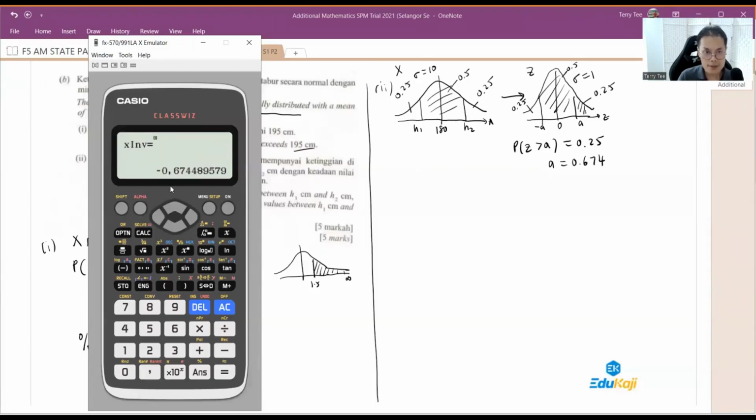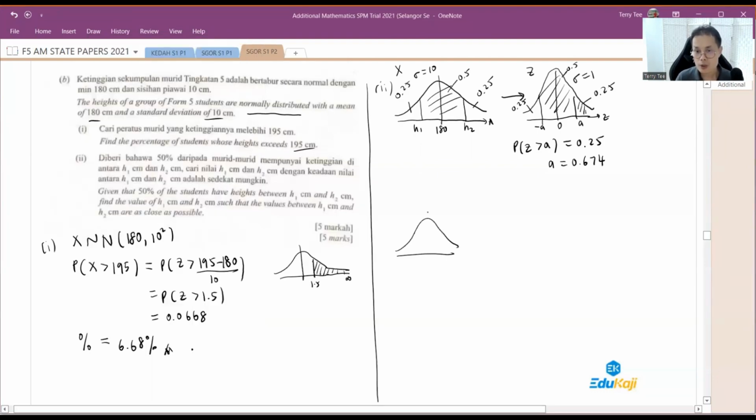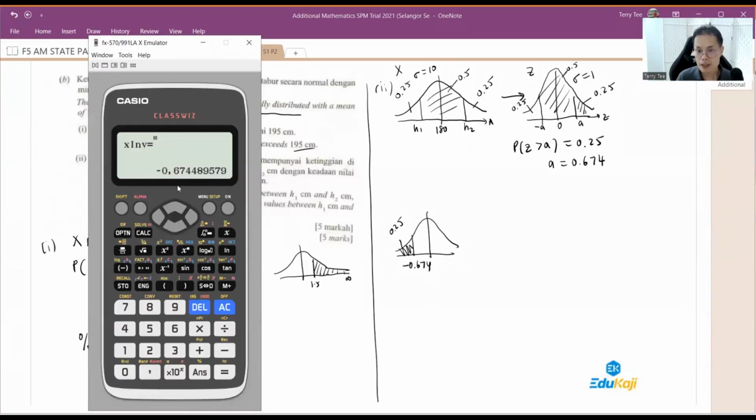You will get this. Now notice this calculator gives us a negative value. It's simply because the calculation is based on the lower tail. That means when I say 0.25, it's actually measuring from the left. That's why you get negative 0.674. It's okay, we just drop the negative sign. Just take positive 0.674.